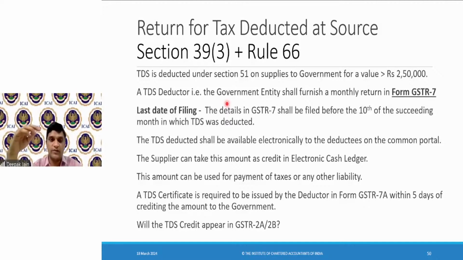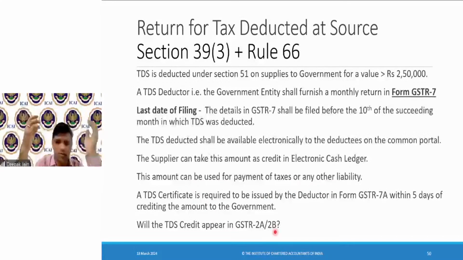The last date of filing is that the details in GSTR 7 should be filed by the 10th. तो इसमें कुछ गड़बड़ नहीं है. अपने पिछले रिटर्न में गड़बड़ था. That is clarified. That's 20th. Now GSTR 7 TDS deductor has to file the TDS return by the 10th. Now TDS deducted shall be available electronically to the deductees. मतलब जो supplier है उसके statement में ये दिख जाएगा. The supplier can take this amount as credit in the electronic cash ledger. This amount can be used for payment of taxes and a TDS certificate.